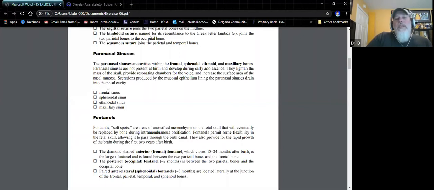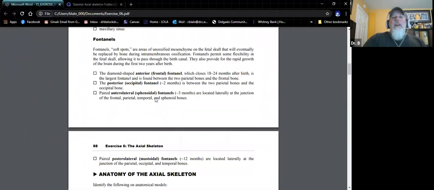Now, we won't necessarily see these sinuses on the models, so you won't have to label them specifically, but you should know what the sinuses are. And then fontanelles.